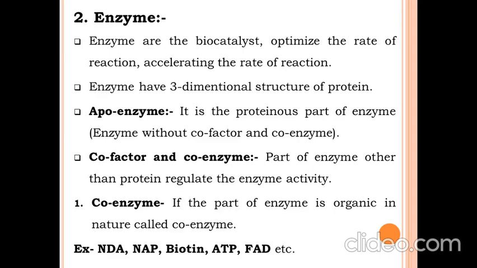So enzymes have a three-dimensional structure of proteins. So enzyme have three parts. First one is the apoenzyme. Apoenzyme is the proteinaceous part of enzyme. Enzyme without cofactor or coenzymes. Simply proteinaceous part means apoenzyme.